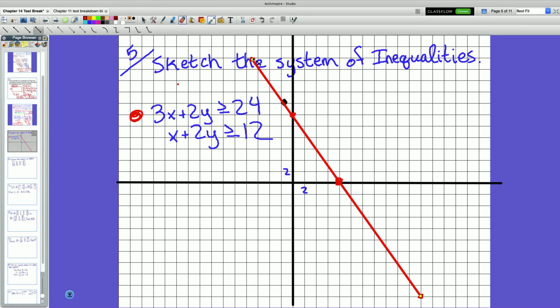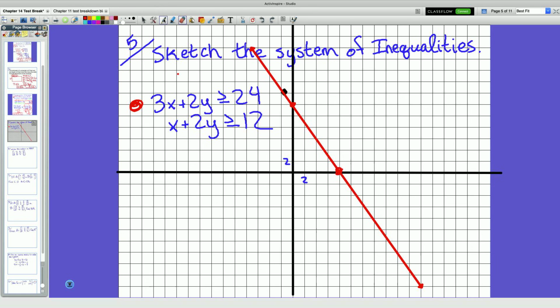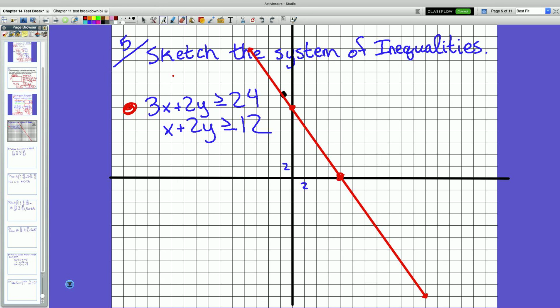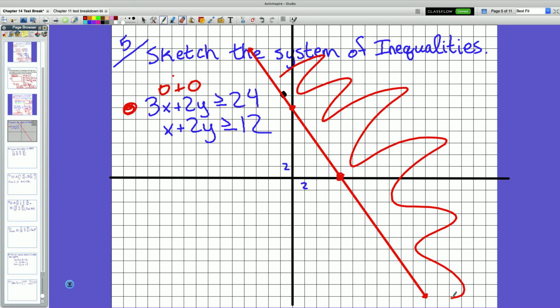Okay, and then which side am I going to shade? Well, plug in 0, 0. This would be 0 plus 0. Is that greater than or equal to 24? No, so I'm going to shade on this side. Okay, then you can do the same thing for the second equation.